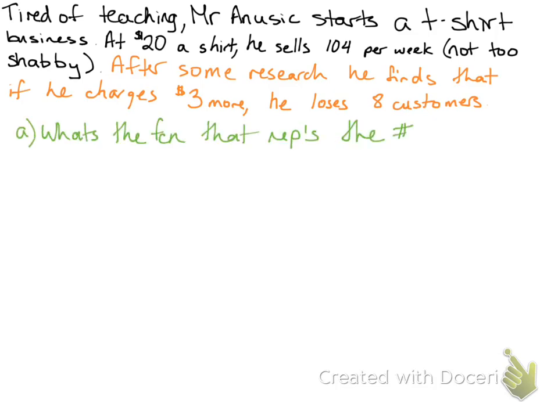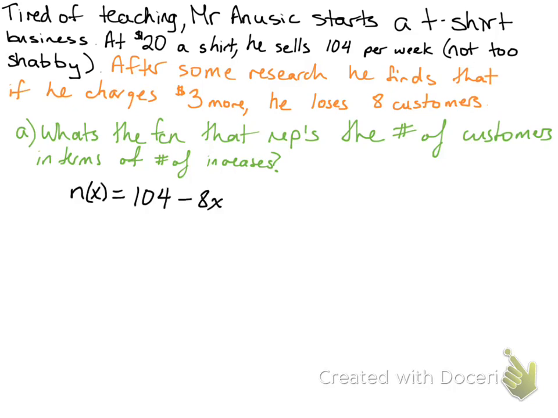So what's the function that represents the number of customers in terms of the number of increases? I'm going to say let x represent the number of increases. So that means n of x is 104 minus 8x, because every time he increases his cost, he decreases his customers by 8, and he started at 104. So 104 minus 8 times the number of increases.